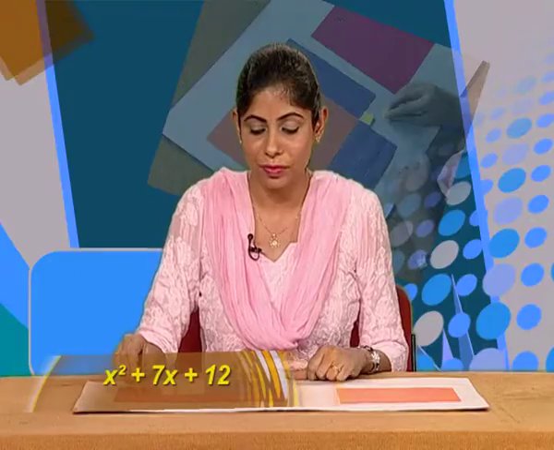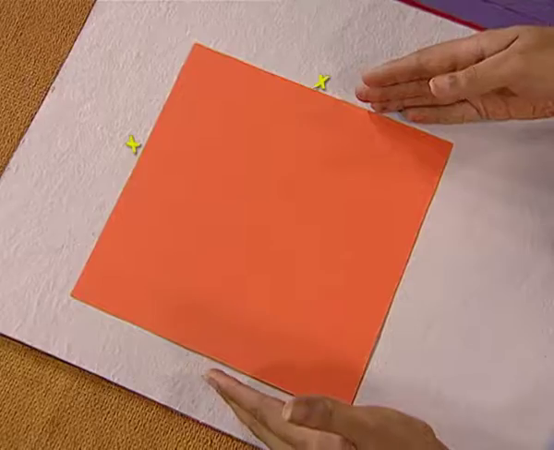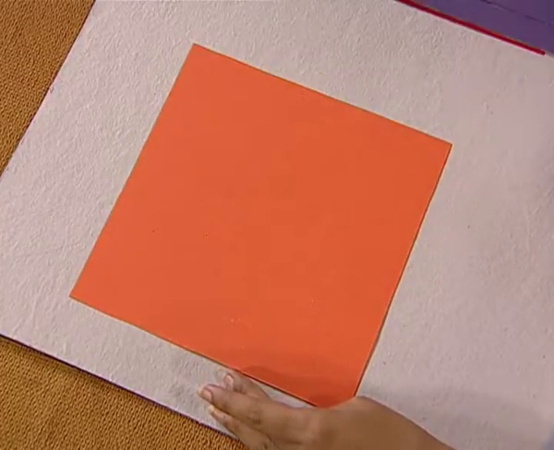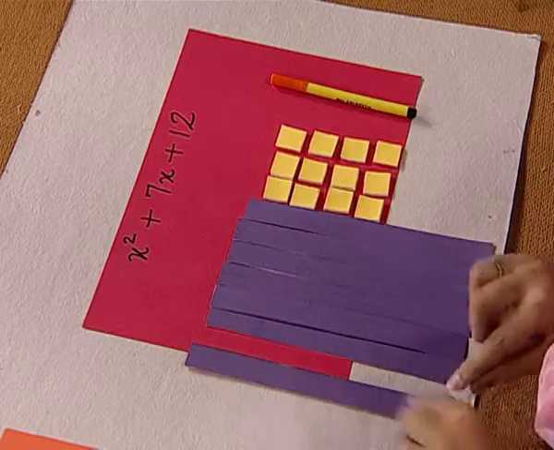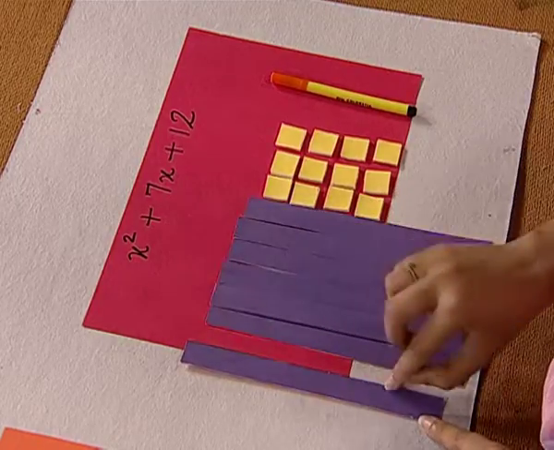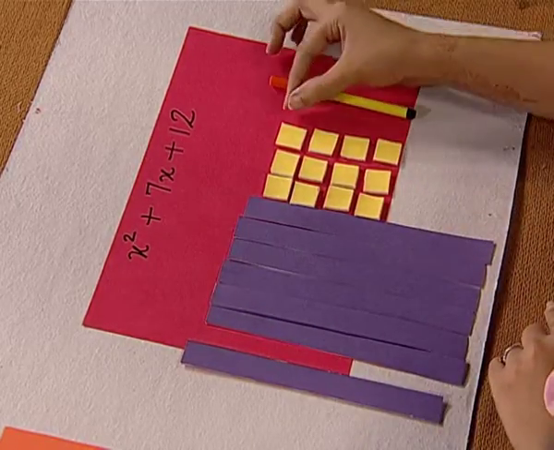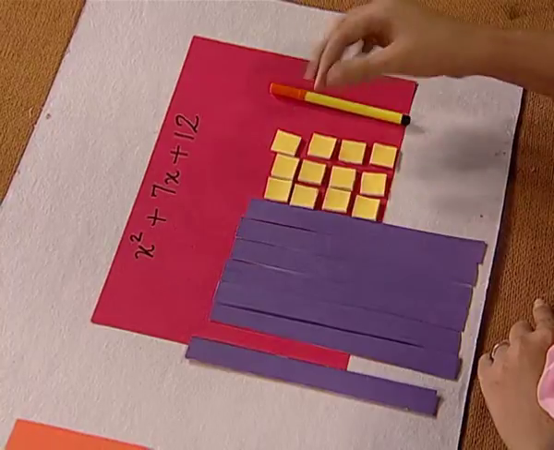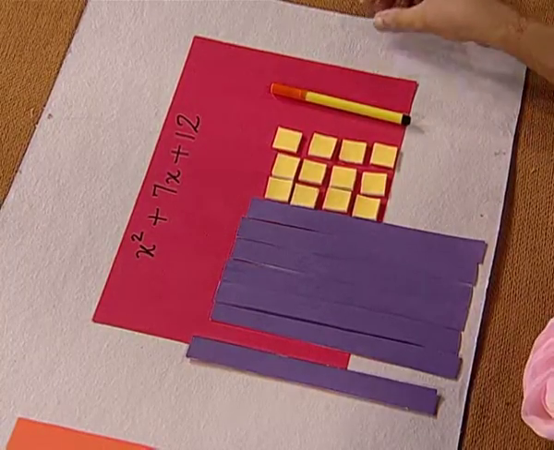To factorize a given quadratic polynomial, we will take any given quadratic polynomial, say x square plus 7x plus 12. To factorize this, we will take the squared piece of paper. Let this squared piece of paper represent x square with dimensions x by x units. Each rectangular strip represents x with dimension x by 1 unit, and each unit square has dimension 1 by 1 and represents a 1 unit square area.